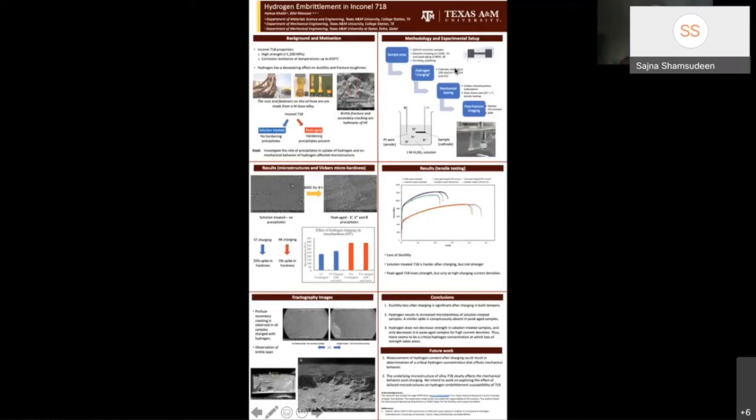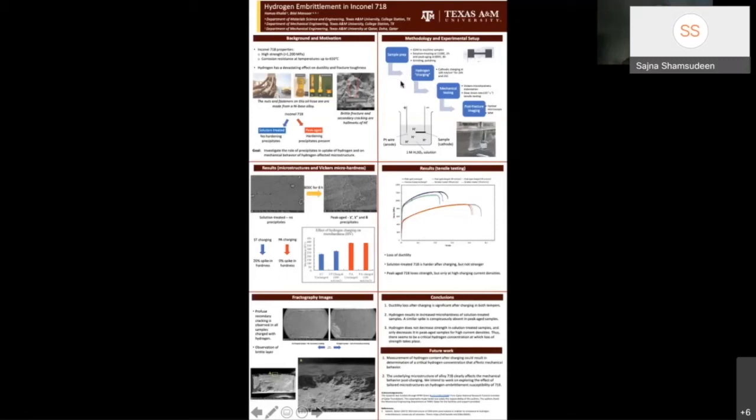So the workflow of the study is shown here. We prepare samples using commercially procured 718. We EDM them into a typical tensile dog bone sample. Then we solution treat half of them at 1100 degrees Celsius for 2 hours into the softer version, the solution treated version, and the other half is peak aged at 800 degrees Celsius for 8 hours.